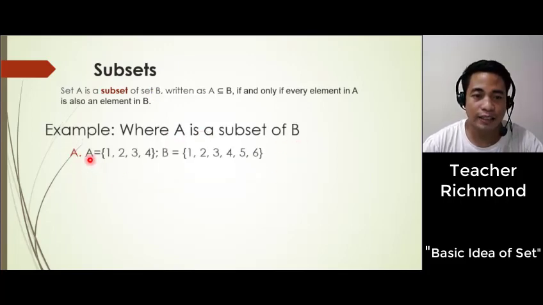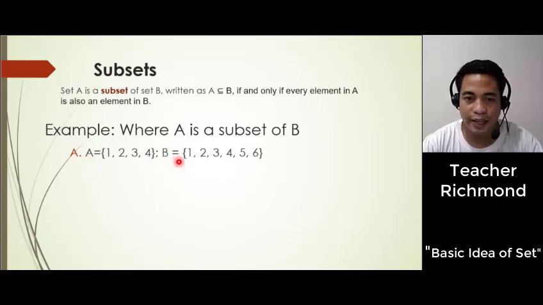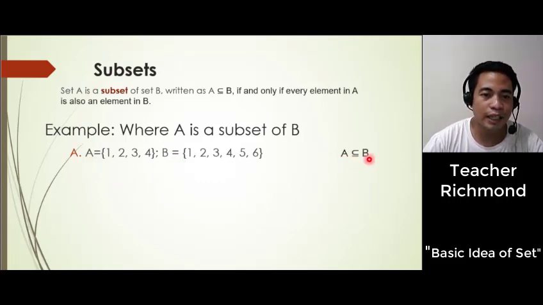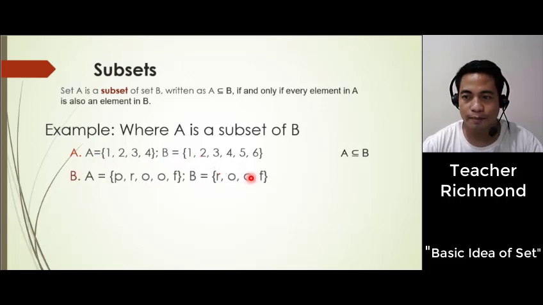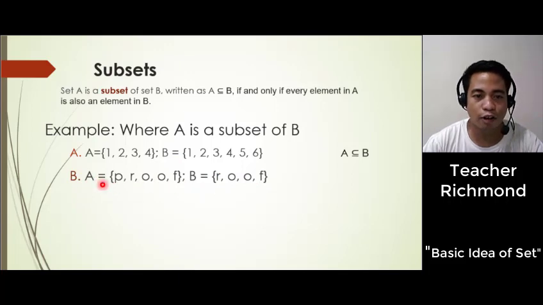Example number 1. Is set A a subset of set B? Yes, A is a subset of set B because all the elements in set A are present in the elements of set B. Next example, is set A a subset of set B? No. Why? Because not all elements in set A are present in set B. Therefore, set A is not a subset of set B.